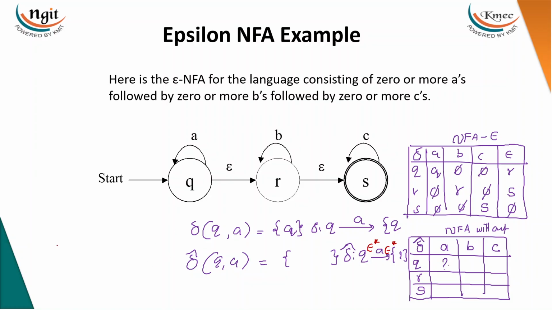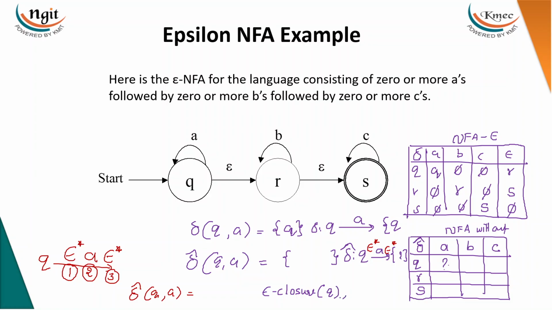It means that for Q A, from the normal transition, read the A, but before A, take any number of epsilons. We can say that this is epsilon closure. So first step, apply the epsilon closure on Q. Second step, read the A on the resulting states. And third step, again apply the epsilon closure. You can write it like this: extended transition of Q comma A. The first and foremost step is epsilon closure on Q. Then you can write epsilon closure on Q, comma.